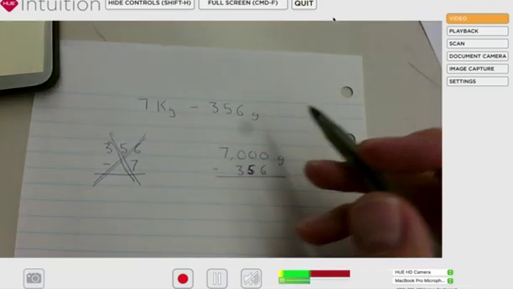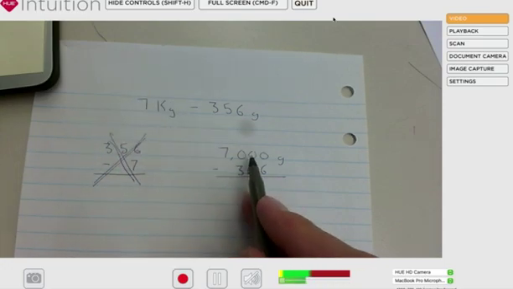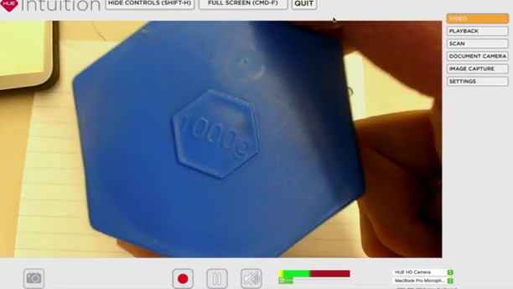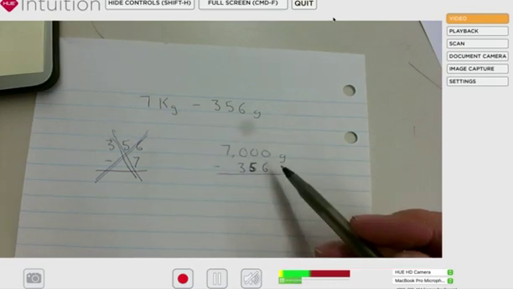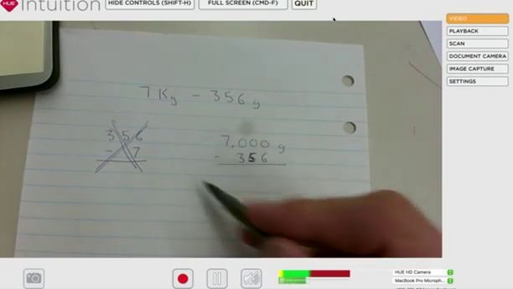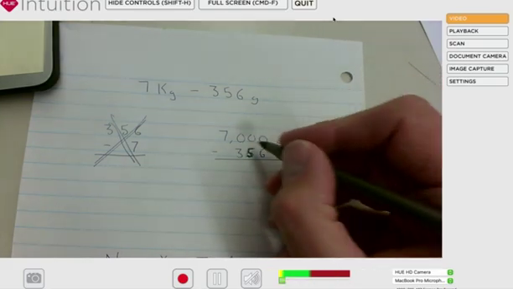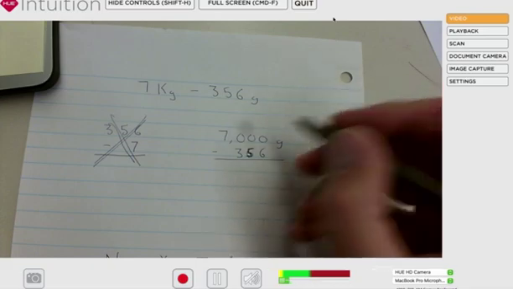The method typically is to take the 7 kilograms and change them into grams. Remember, 1 kilogram is 1,000 grams. So 7 kilograms would be 7,000 grams. And then you would do the subtraction like you normally would. There's a lot of zeros here. 0 minus 6, you can't do that in 4th grade math.